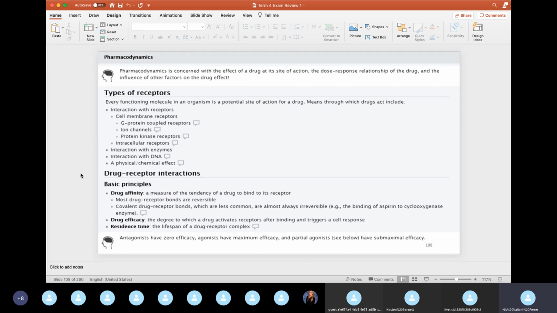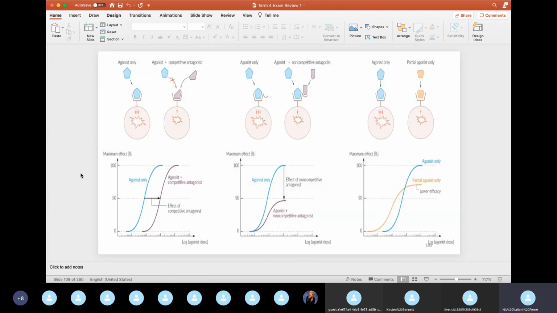Pharmacodynamics, types of receptors. Yeah, cell membrane interaction with enzymes and with DNA. We talk about drug receptor interactions, drug affinity, efficacy. Affinity is tendency of a drug to bind to the receptor. Efficacy, if it activates a receptor and triggers a cell response. So this is a good slide. Put a star here. Look at this one.